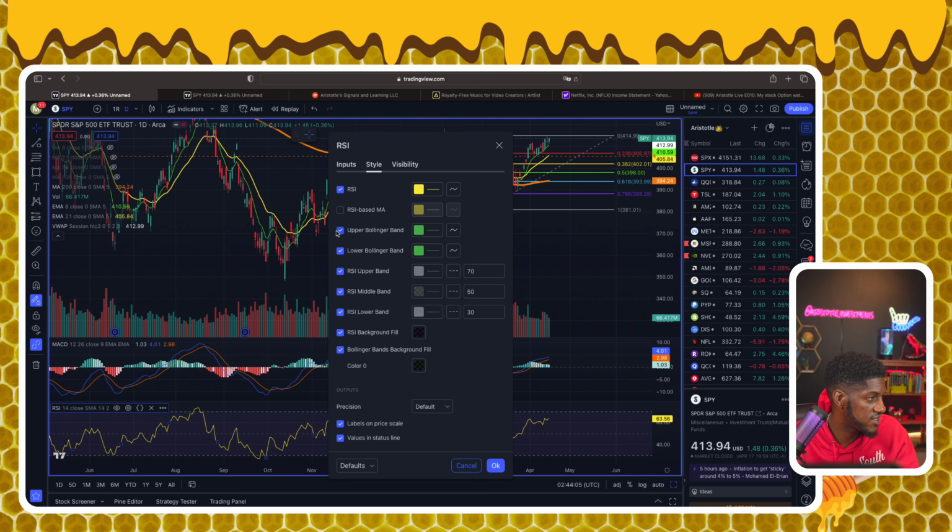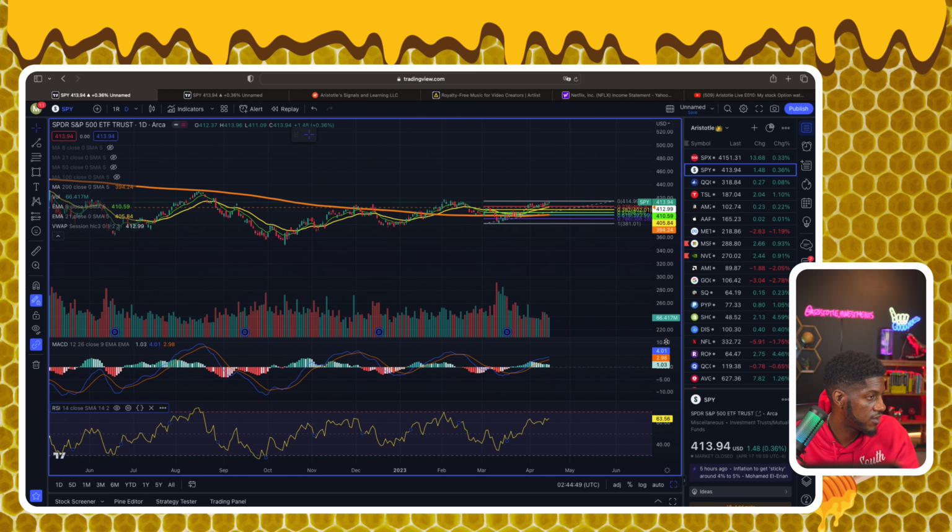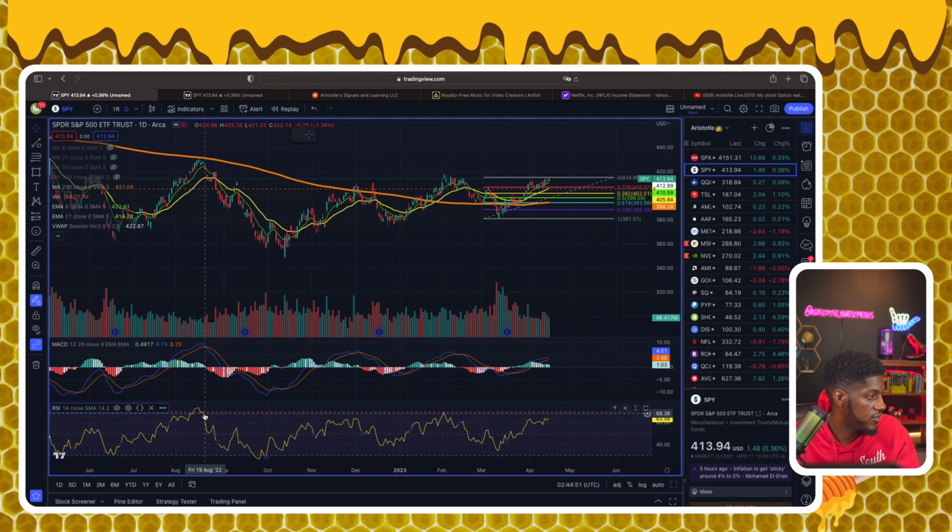I don't like that RSI MA because it's pointless. All right, so for the upper one, I make red because that means selling. So RSI, when everything gets here and it's overbought. So you see right here, when it was overbought, right here, you see that? It indicated to sell when it was overbought on the RSI right here.